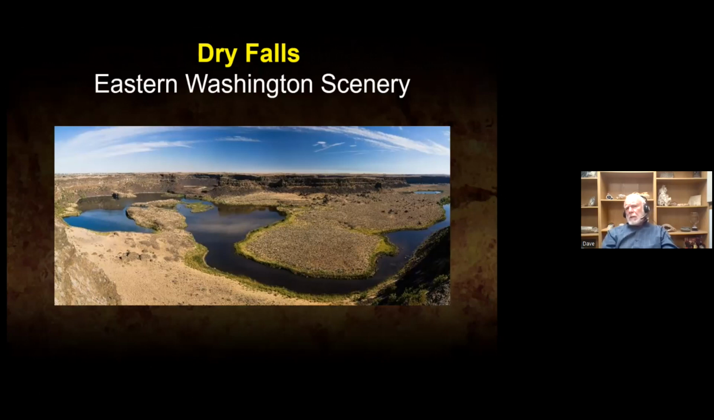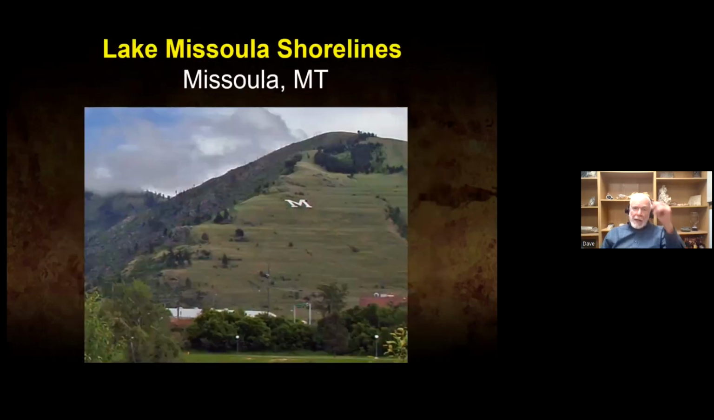Now you say, how do you know that? Well, you might say they laughed at geologists who suggested that for a long period of time, but now it is standard geology, and that's what happened in the Pacific Northwest. There's an M on the side of the mountain right there. That's at Missoula, Montana.